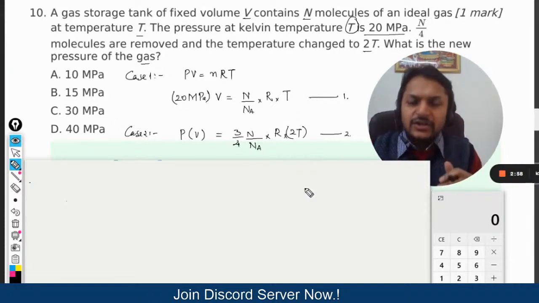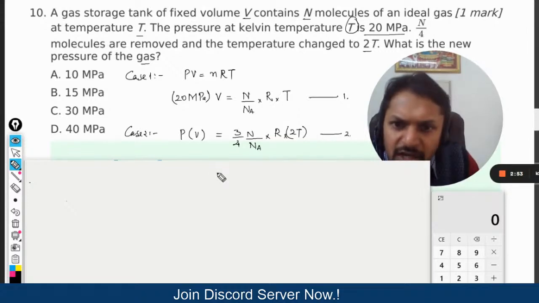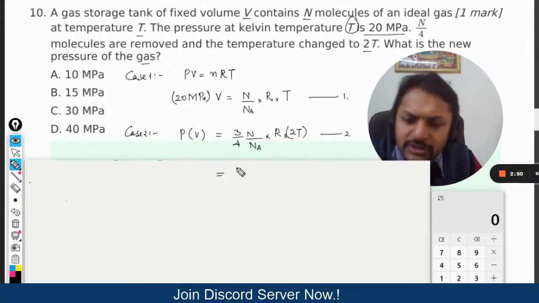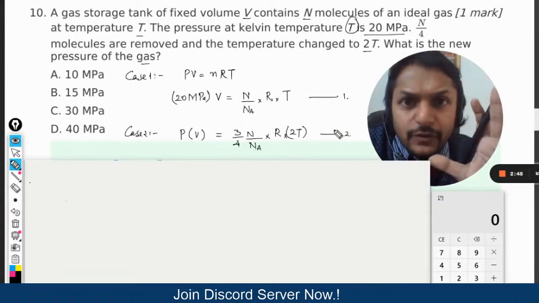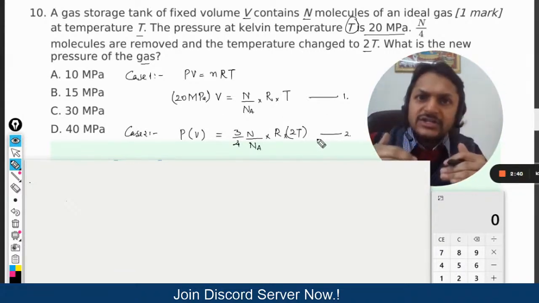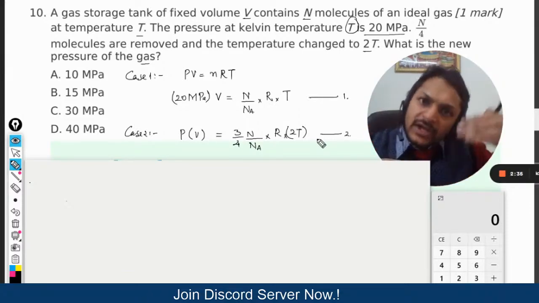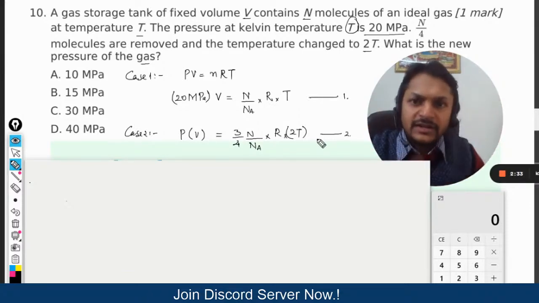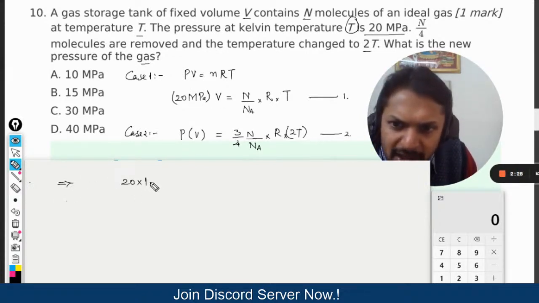So there are two equations now. We just need to divide them, or you can create an expression out of it. You can replace it. That can also be done, but it will be better if we divide these two equations. Now be very careful with the mathematics that we are going to do. When we divide these two equations, the left hand side of one equation is divided by the left hand side of the other, and the right hand side by the right hand side. Okay, so I can just write 20 megapascal, V divided by PV.